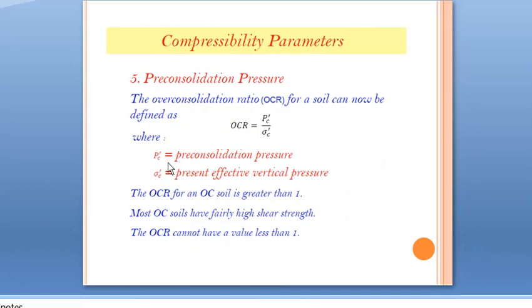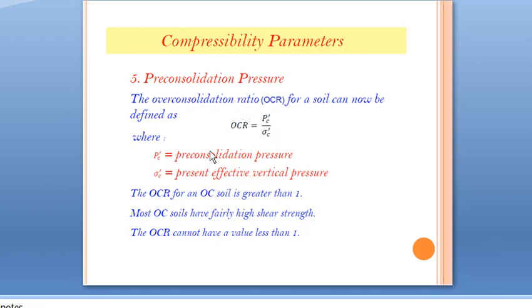So what is the use of this pre-consolidation pressure? Why are we calculating this? Because for the over-consolidation ratio of a soil, we use this pre-consolidation pressure. That is, the over-consolidation ratio OCR is equal to the pre-consolidation pressure divided by the present effective vertical pressure. We explained OCR earlier as the maximum effective pressure exerted in the past divided by the present pressure, and the pressure which was exerted in the past is known as the pre-consolidation pressure. So we have to calculate the pre-consolidation pressure in order to find the over-consolidation ratio.